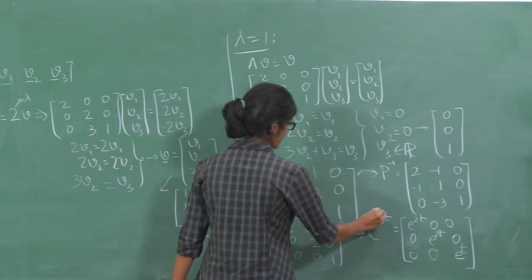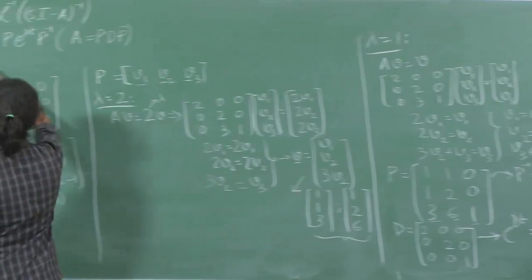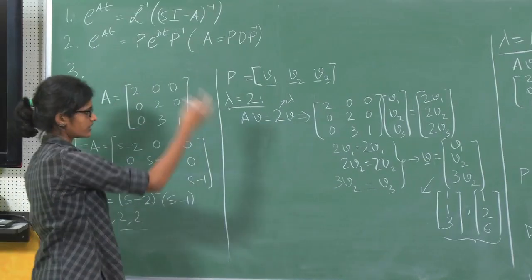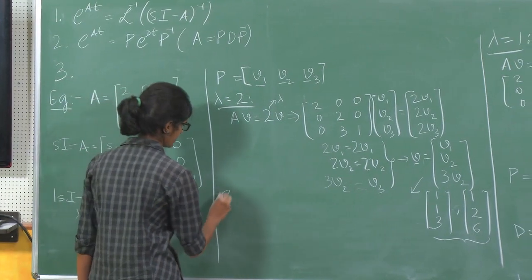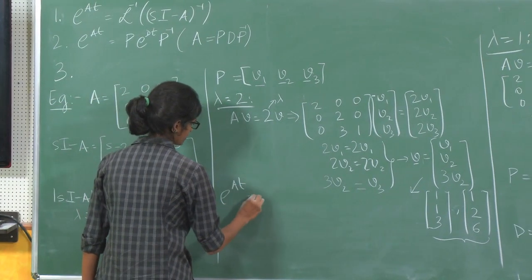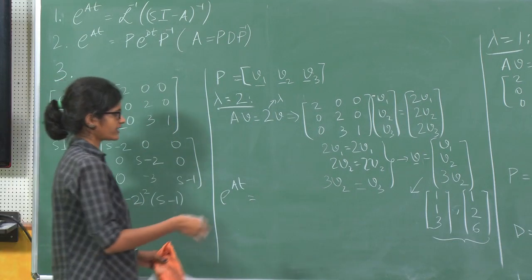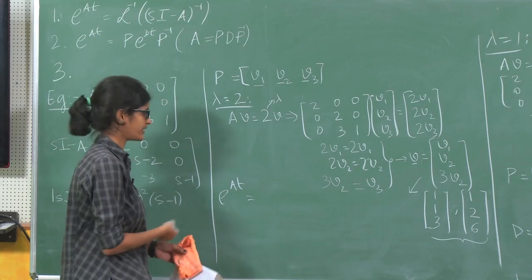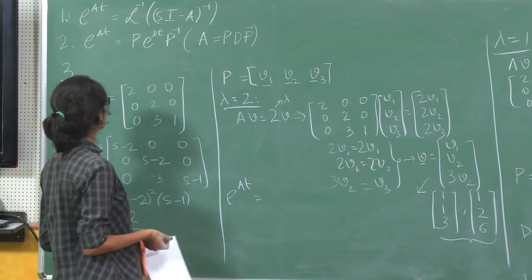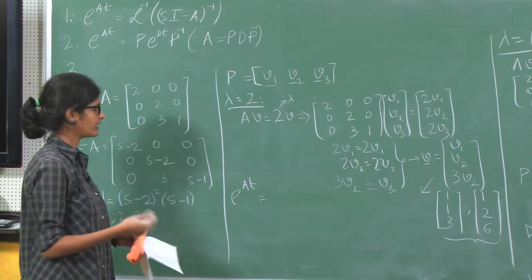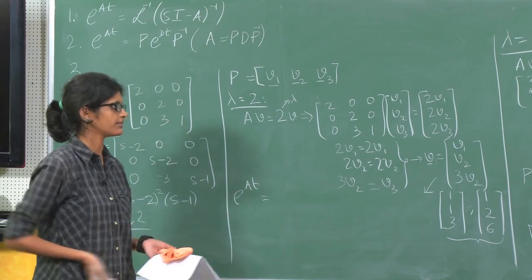Once you have e power Dt, you compute e power At as P e power Dt P inverse, and we had obtained our e power At earlier using the other two methods. You can again check that it matches the value that you get here. So today we learned about why we need matrix exponentials and how to compute them using an example. Thank you.